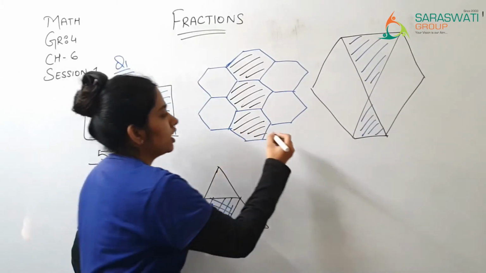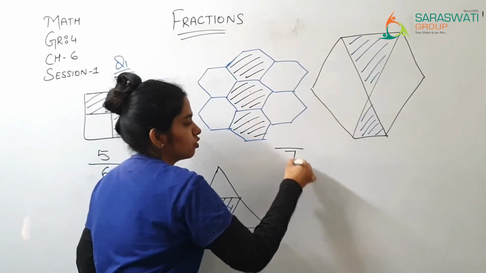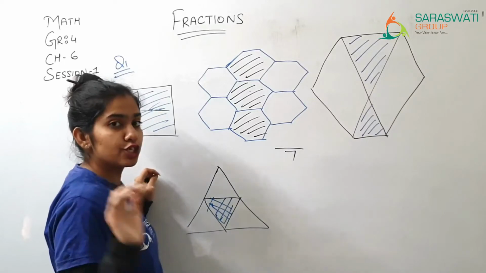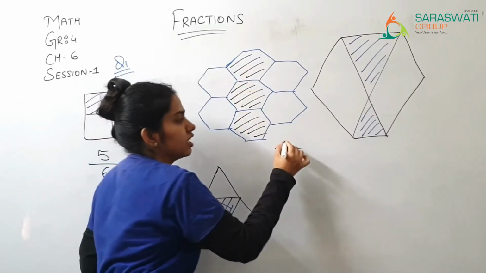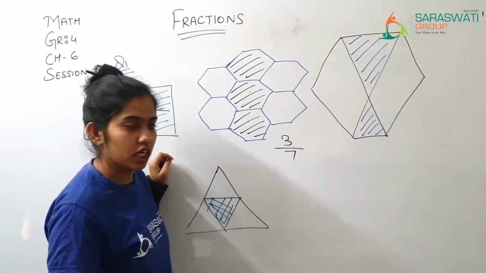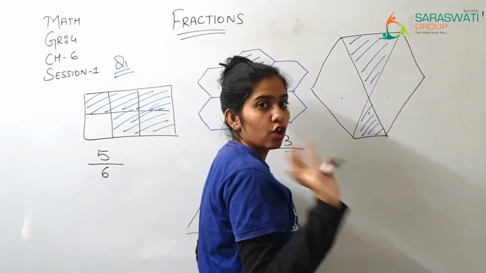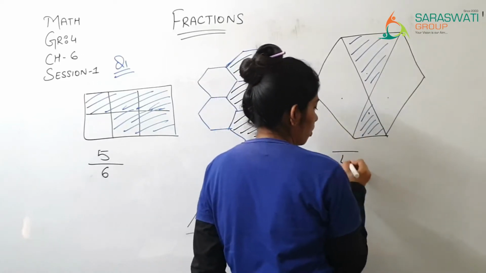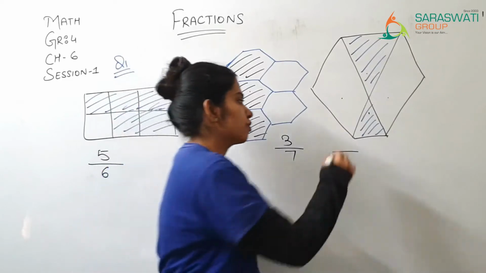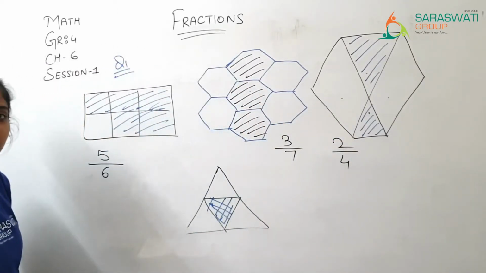Now over here total how many parts are there? 1, 2, 3, 4, 5, 6, 7. So 7 will come in the denominator. And how many parts are shaded? 1, 2 and 3. So 3 will come in the numerator, 3 by 7. Then over here, how many parts? 1, 2, 3, 4. 4 parts are there. So 4 in the denominator. And how many parts are shaded? That is 2. So 2 in the numerator. 2 by 4 becomes your fraction.